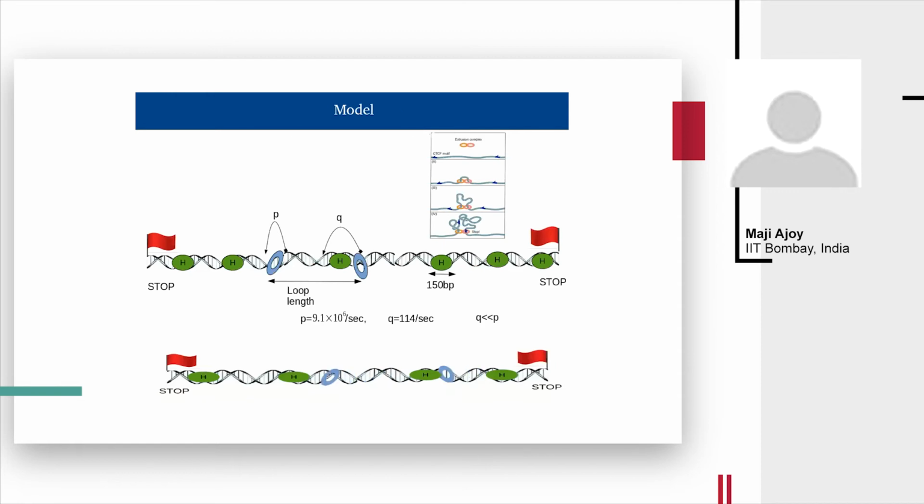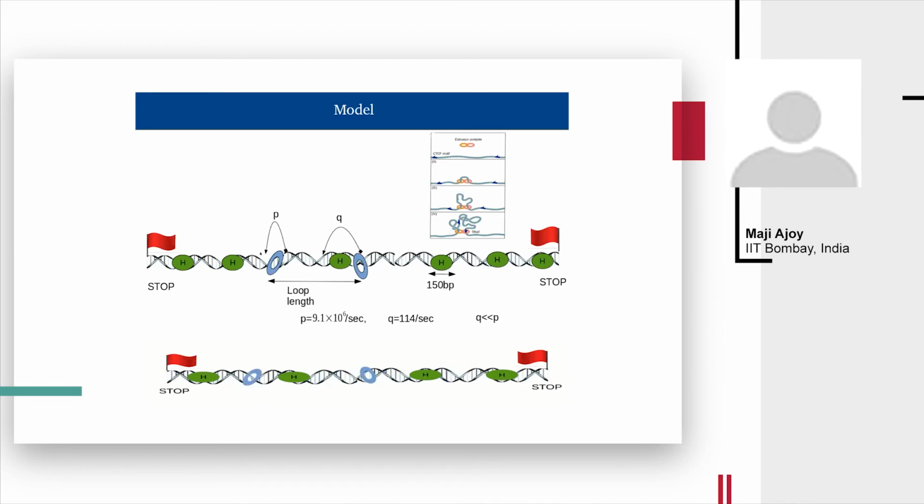We have tried to answer this question. This is our model. We have modeled the DNA as a one-dimensional lattice, and the cohesin complex has two random walkers, which are represented by these two rings. These green objects are the nucleosomes, which are placed on the DNA. And these two red flags are the two absorbing boundaries at the two ends of the lattice, which are mimicking the role of the CTCF protein. Whenever a random walker reaches one end of the lattice, it gets absorbed.